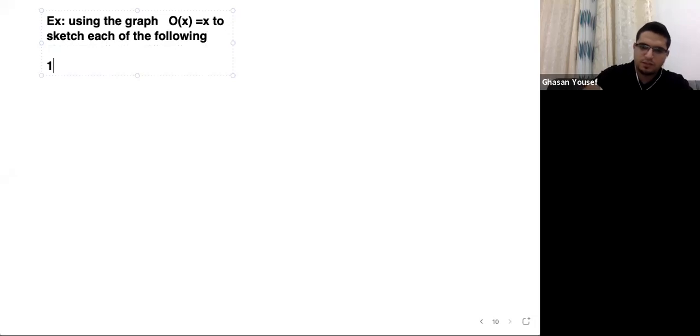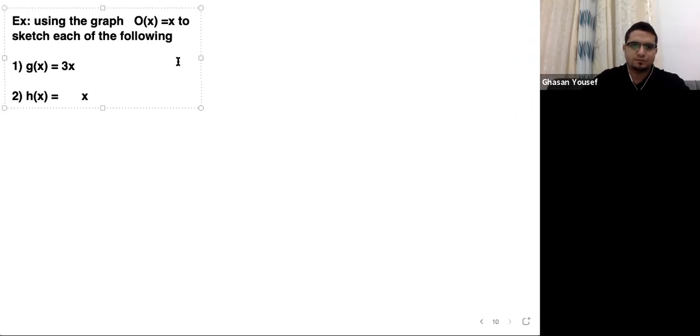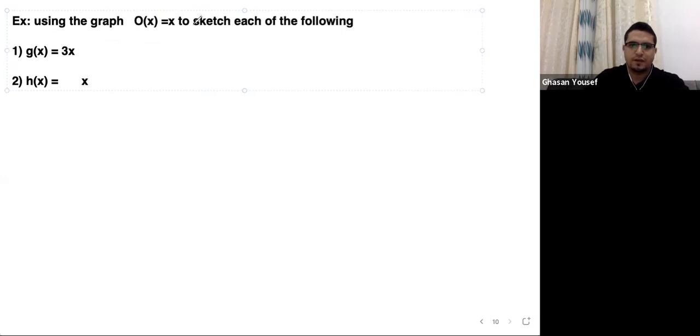So number one, graph the function by using transformation: g of x equals 3 times x squared. Look, the 3 is outside the function. Number two is h of x equals 1 over 3 times x squared. Here we have x squared, here 3x squared, and here we have 1 over 3 x squared.